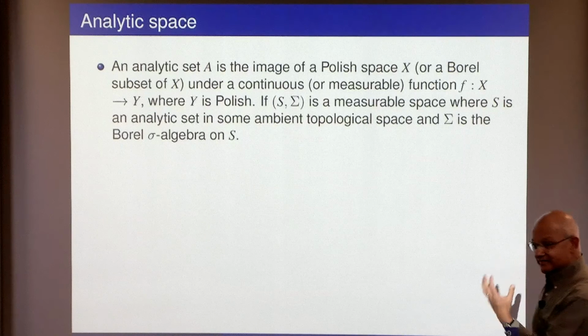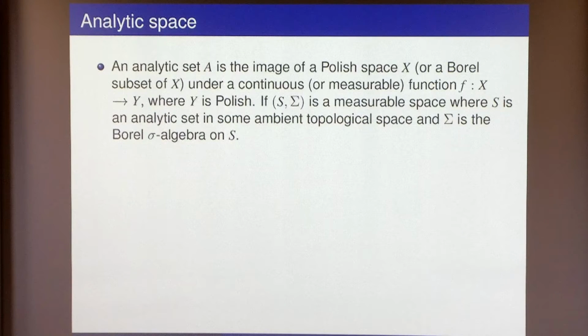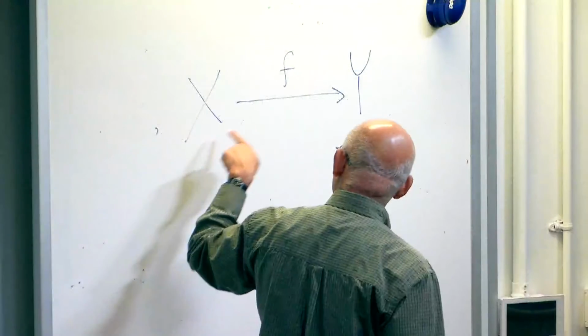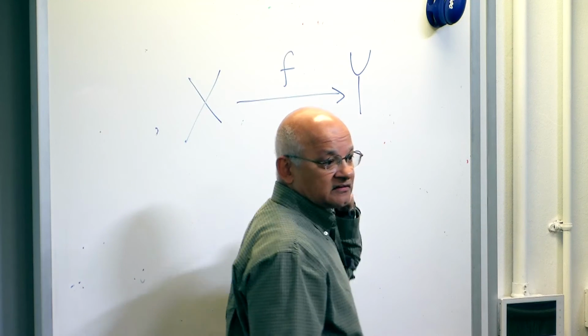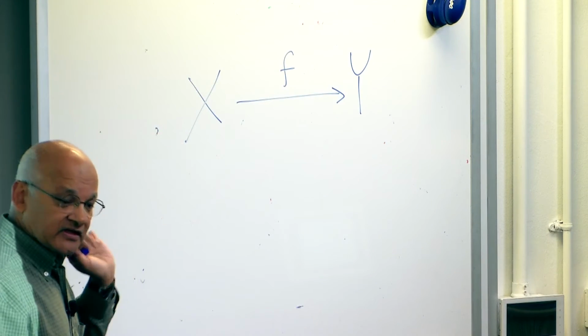So analytic sets are basically things that you get by looking at images of Polish spaces under Borel functions. So in fact, there are 6 equivalent definitions. Maybe I will actually draw things on the board. So you can take 2 Polish spaces, X and Y. You can look at a continuous function f, and you can look at the image of X under f in Y. That set will be analytic. So you can take that as the definition.